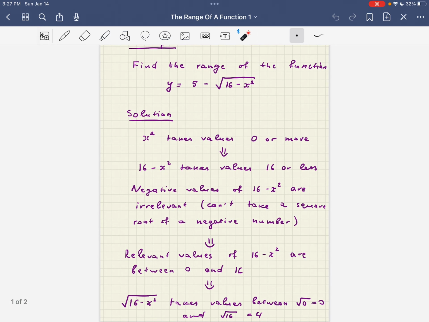Next, when we take the square root of 16 minus x squared, since the number 16 minus x squared ranges from 0 to 16, the square root of 16 minus x squared will range between the square root of 0, which is 0, and the square root of 16, which is 4. And so we conclude that the square root of 16 minus x squared is a number that is somewhere between 0 and 4.